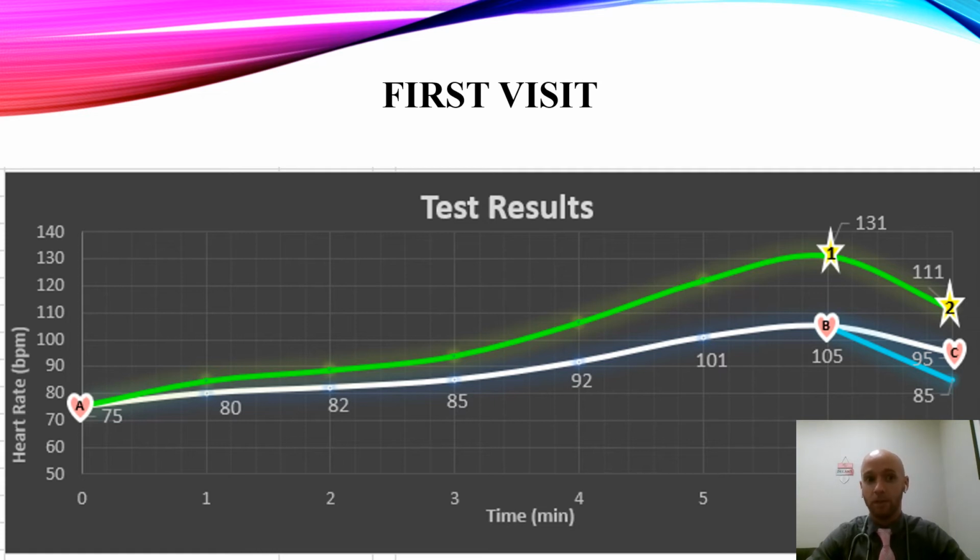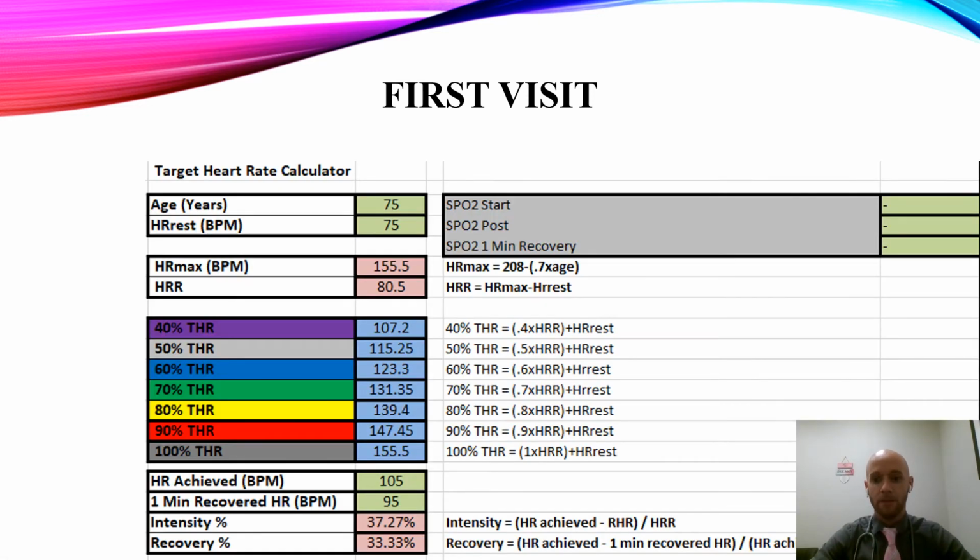In just a moment, we're going to look at how this data looked on the patient's last visit. This again is that first visit data, and again we can see we started in the white zone with an intensity of 37%.